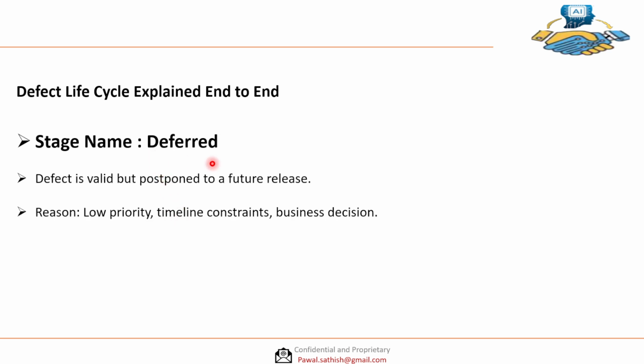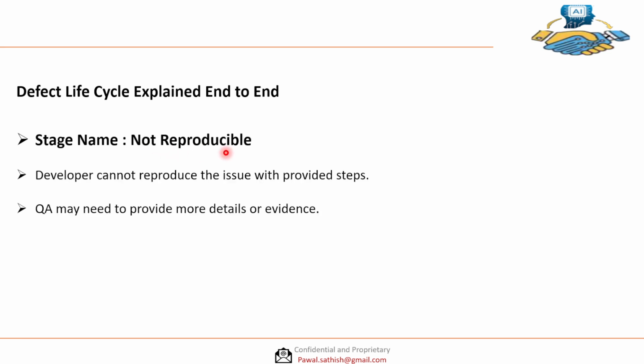The next stage is deferred. The defect is valid but postponed to a future release. It may be for different reasons like low priority or timeline constraints. Maybe the development team is taking more time and it is not a high priority defect, or it doesn't require a business need. It's a business decision, so they may defer it and change the defect status to deferred.